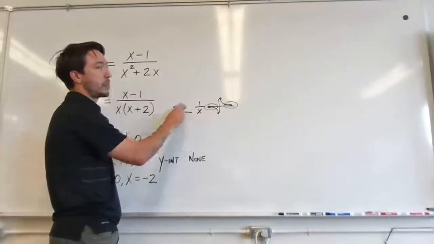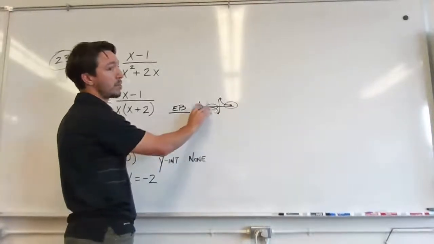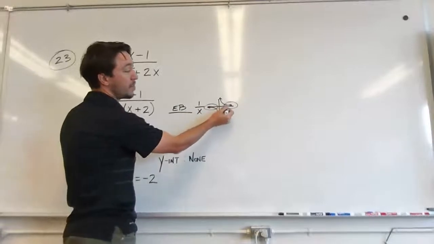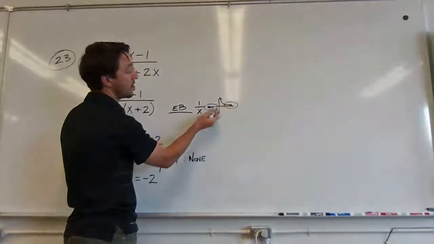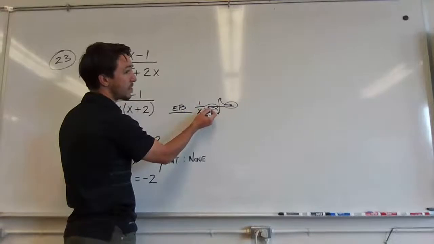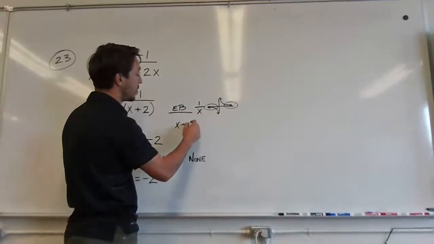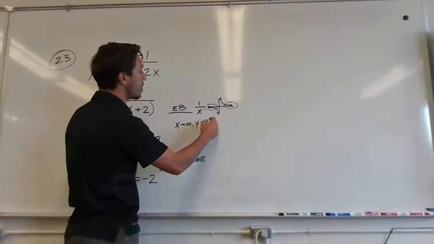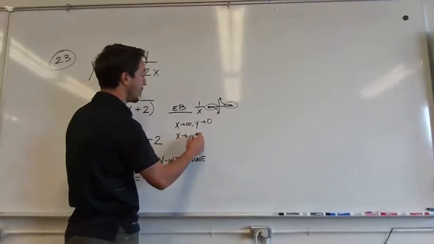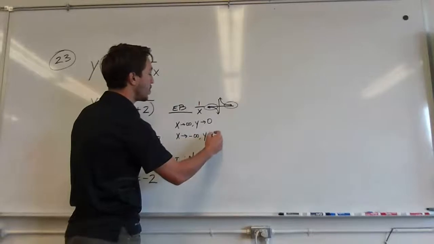I like this approach because it gives you an extra piece of information. Not only do you know it's approaching 0, but you know it's approaching 0 from the top on the right side. It's approaching 0 from the bottom on the left side. So as x approaches infinity, y approaches 0. If x approaches negative infinity, y also approaches 0.